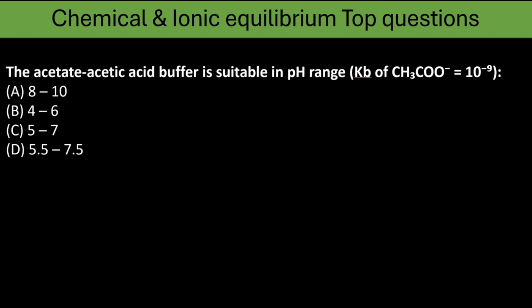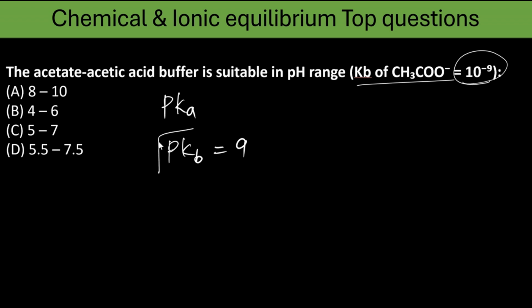The acetate acetic acid buffer is suitable in the pH range of... Okay, this type of question we can expect. So what is the suitable range of pH of the buffer? First of all, calculate the pKa of acetic acid. So they have given the Kb value of acetate, which is 10 to the power minus 9. So pKb is equal to 9, correct?